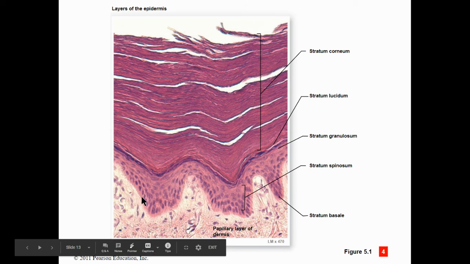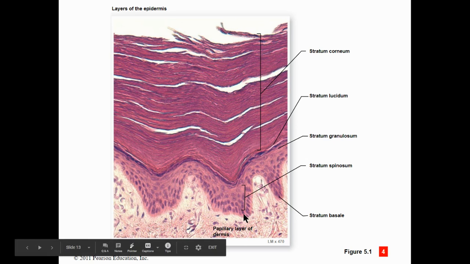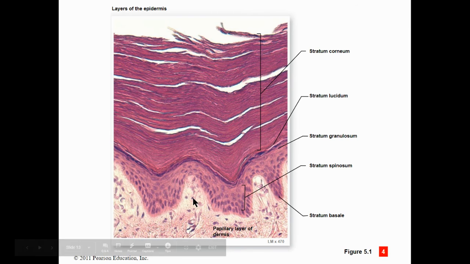So this also creates the epidermal ridge that connects to the dermal papilla. Okay, so the epidermal ridges are made up of the stratum basal, and it connects to the dermal papilla.